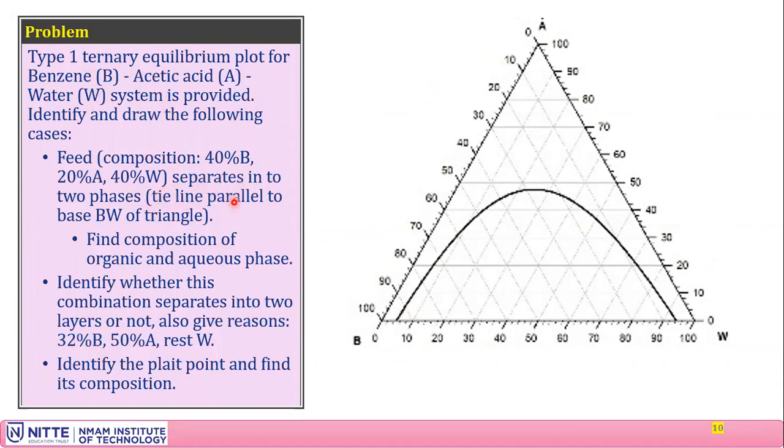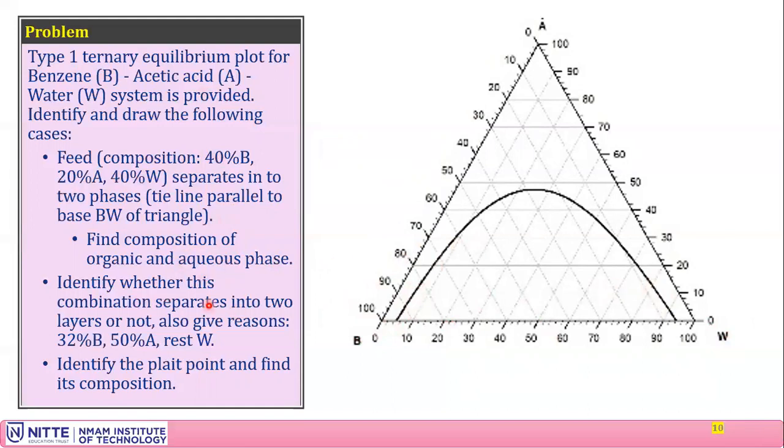Now the tie line here is parallel to the base of the triangle, that is BW. So the tie line is parallel. So you can draw a line parallel, you can call it a tie line for this problem. Now the feed is given as 40%, 20%, 40%. So you have to identify the feed, draw the tie line. The tie line is parallel to this line, and you have to find out the composition of the organic and aqueous phase. So W is water, that forms the aqueous phase. B is the organic, right? Am I right? Yeah, benzene. B is the benzene, that is the organic phase. The composition that you end up with here, you have to find out.